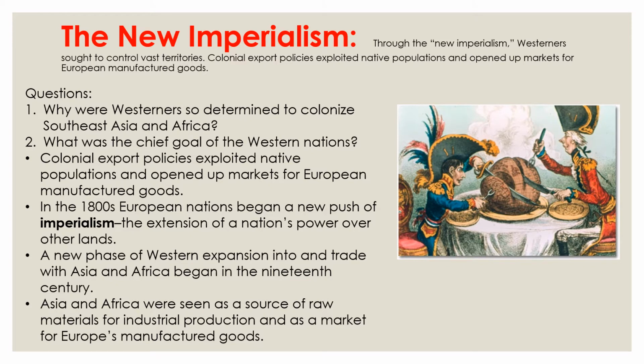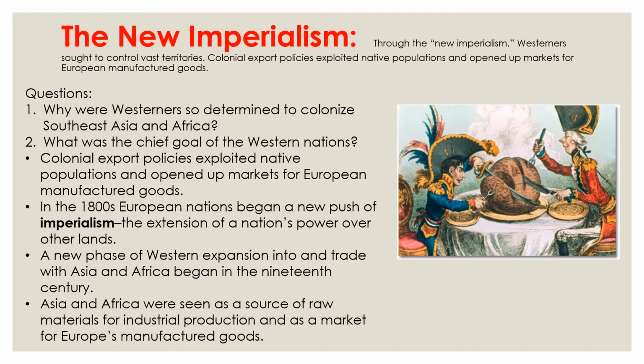In the 1800s, European nations began a new push of imperialism, or empire building, which really means the extension of a nation's power over other lands. A new phase of Western expansion into and trade with Asia and Africa began in the 19th century, largely motivated because of the need for new raw materials that they could then manufacture into manufactured goods with the industries back in the home country. Asia and Africa were seen as a source of these raw materials for industrial production, but they also were seen as a new market opening up for Europe's manufactured goods.